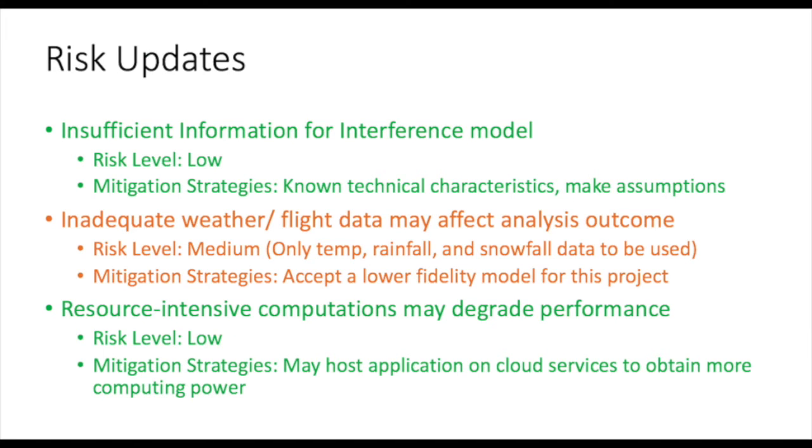Next, we go on to the risk updates. The first and third risk areas are fairly low, so I'll not talk about them. As for the second risk, we assess the risk level to be medium, mainly because currently we only have the temperature, rainfall and snowfall data that we can use for the analysis. As a mitigation strategy, we would want to be able to accept a lower fidelity model for this project, and if we want to extend this project further, we can look into extending the database.